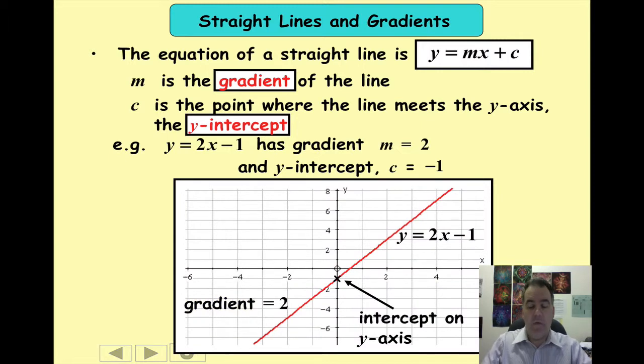You also need to know what that means in terms of the graph, of course. So in this case, the y-intercept is going through -1 on the y-axis and the gradient is 2, which means that for every 1 we go across to the right, we go 2 up. Okay, so the formula for a gradient is rise over run, so the gradient from there is 2. Okay, that's simple.